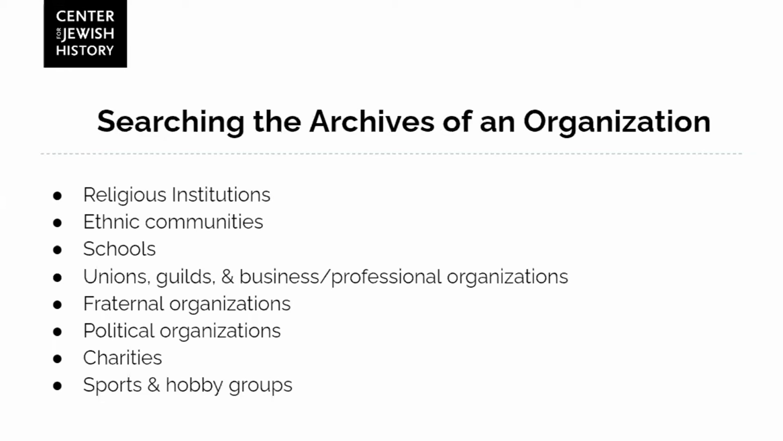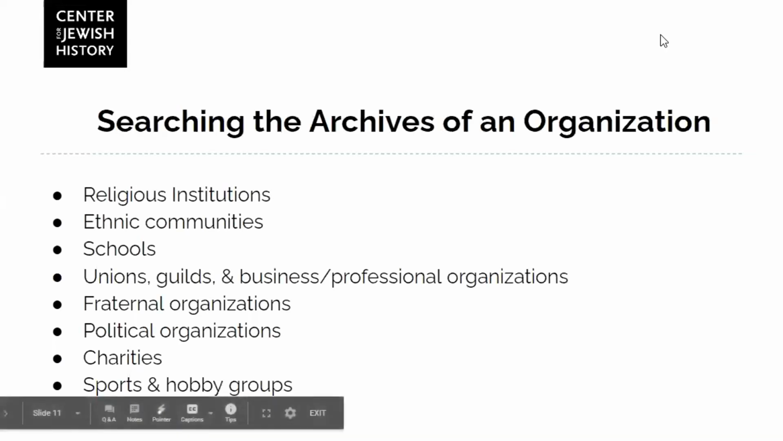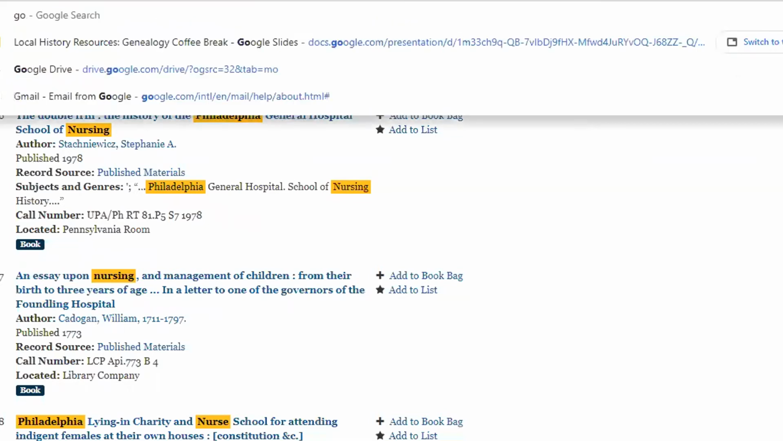So if you know the name of a particular organization that your ancestor was a member of or participated in some way, such as a member, staff member, volunteer, or recipient of aid, then I would recommend doing a Google search to see if there is an archive pertaining to the history of that particular organization. Let me show you what that looks like.